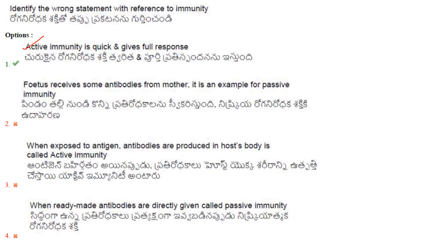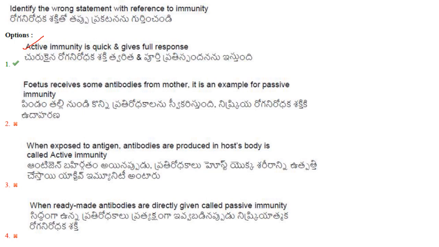Then identify the wrong statement with reference to immunity. Active immunity is quick and gives full response. So, in active immunity, antibodies are created in the host body when it is exposed to antigen. And active immunity is a slow process and requires time to fully give a response. So they have asked for the wrong statement. So first statement itself is wrong.